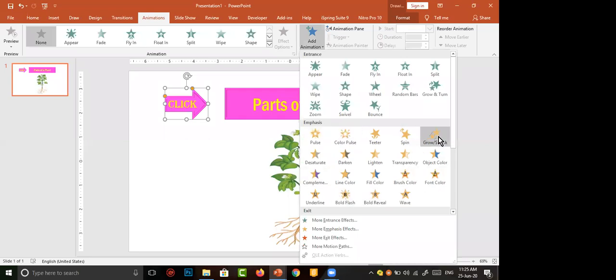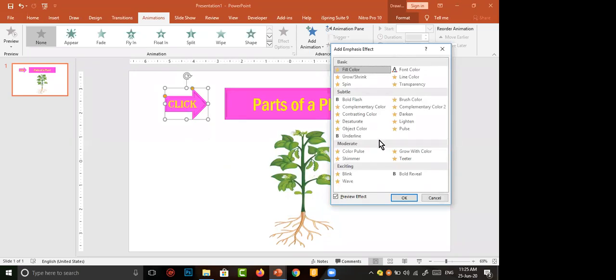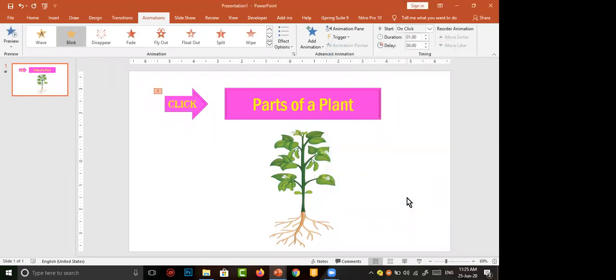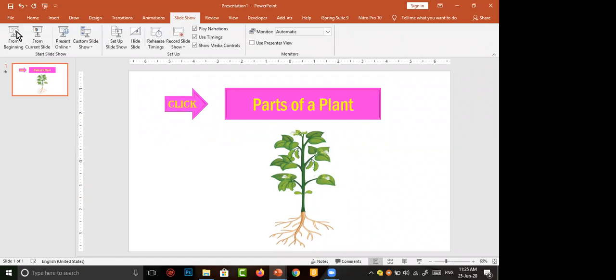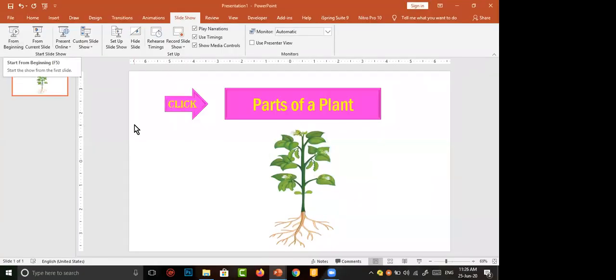Here, no blinking option. So I want to go to More Emphasis Effects. In More Emphasis Effects, in the exciting mode, the blink option is there. I click on Blink. Then I want to apply it. So I click on OK. Okay. If you see this in slideshow mode, after I click my mouse, the click button is blinking.